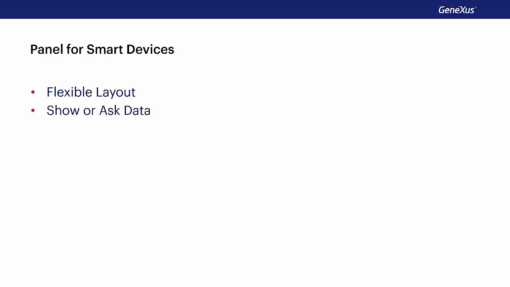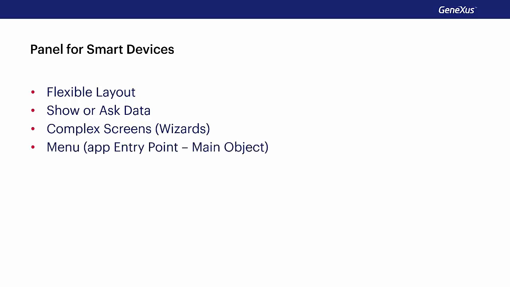For example, we could use a panel to show information to the user, or for the user to enter information, or even a combination of both options at the same time. We can make complex screens, for example, to create a wizard with several steps. We could use it to create a menu, since it can also be main, and therefore an entry point to our application. We can use it as reusable components.